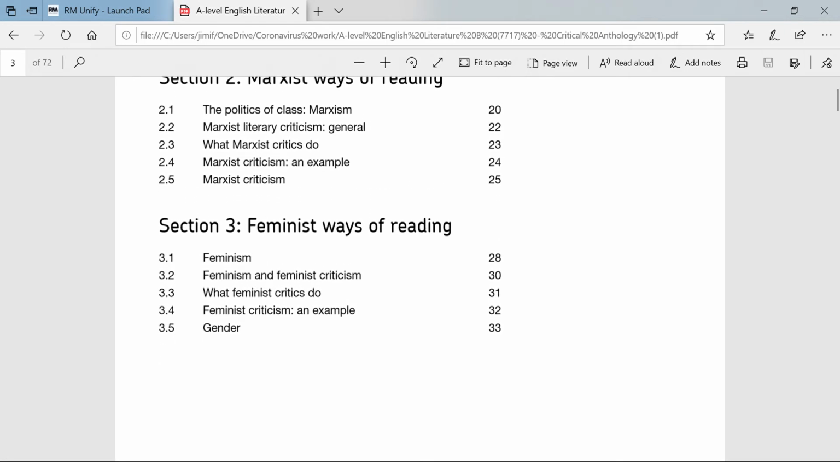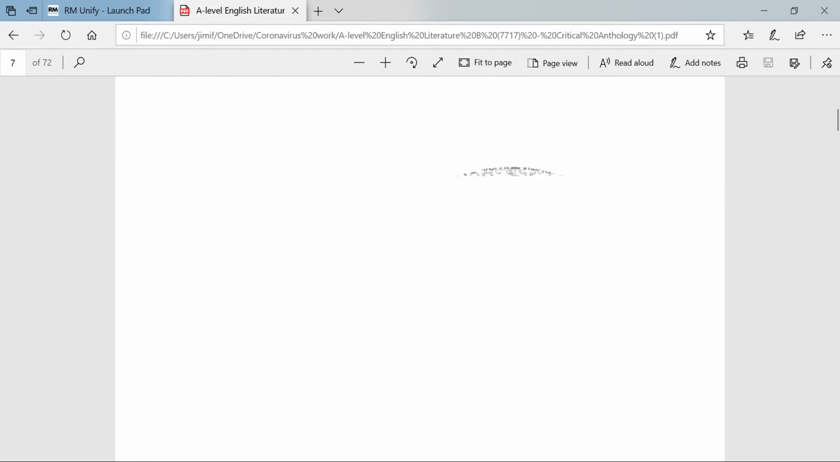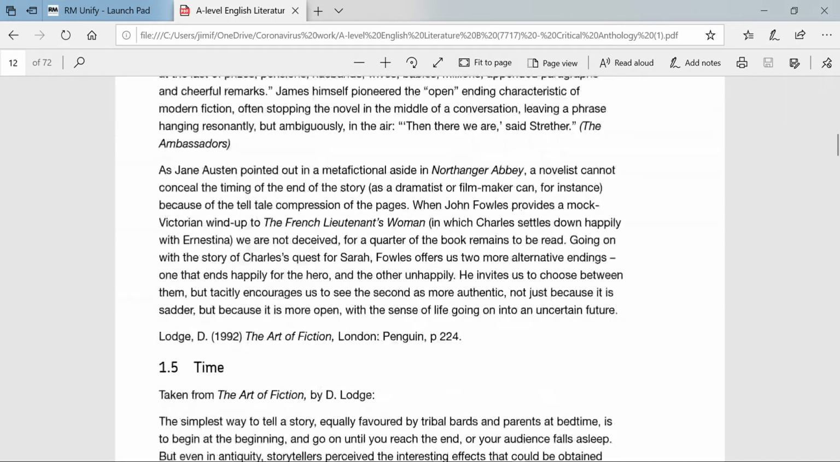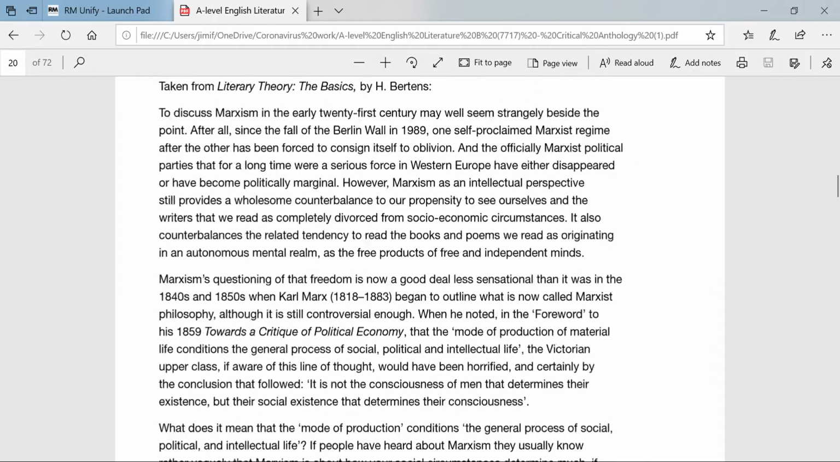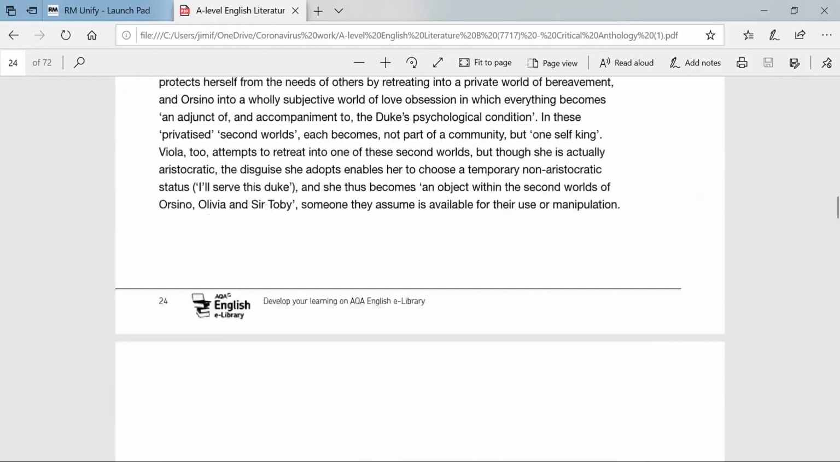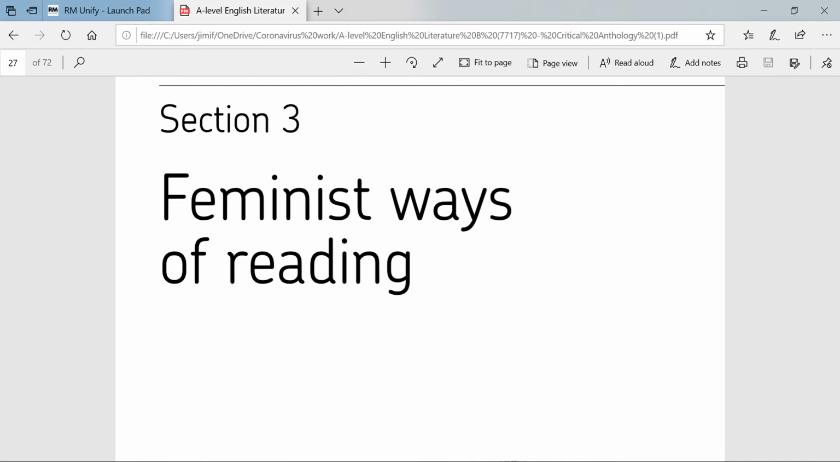So let me go to, let's choose the feminist one, why not? Section 3, it means a bit of scrolling. Hopefully not too far, not past where I'm supposed to go. There's Marxism. And Feminist Ways of Reading, here we are. Thank you for your patience.